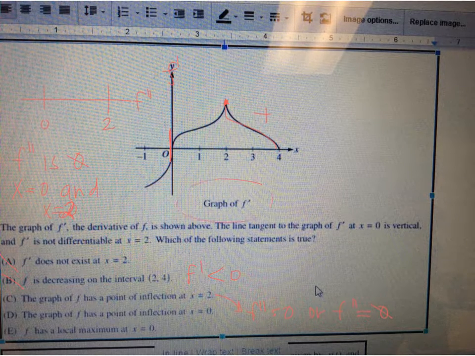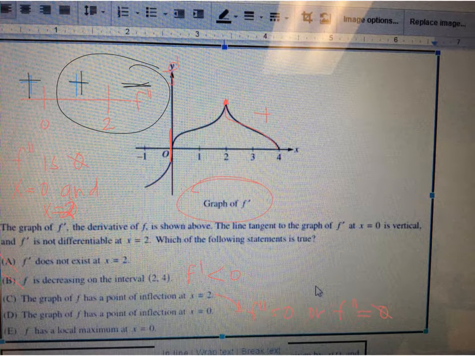We are looking at the first derivative. So let's check our signs. Our slopes are positive before 0 and positive after 0. Let me use a different color there, positive, positive. And then before 2, our slopes are positive, and then after 2, our slopes are negative. So it looks like 2 is where the point of inflection is. So right now, D is also out.